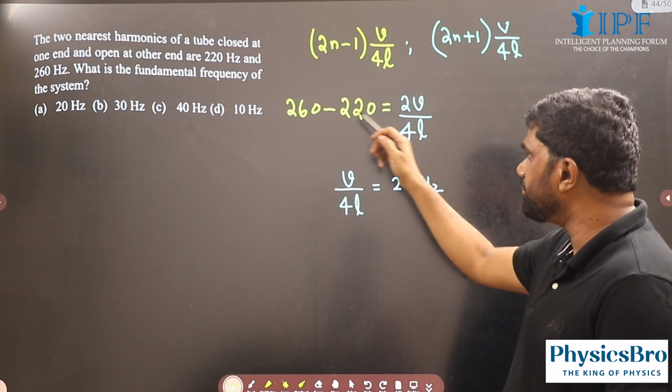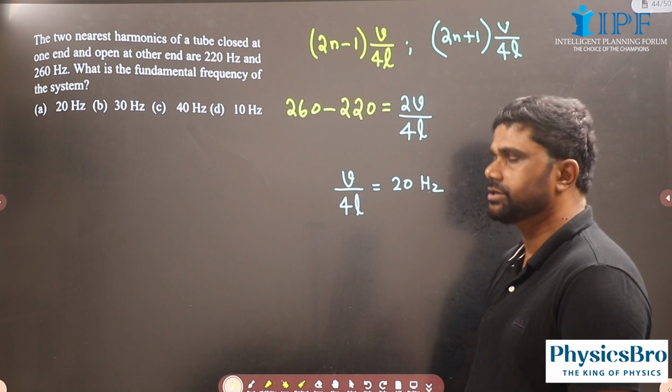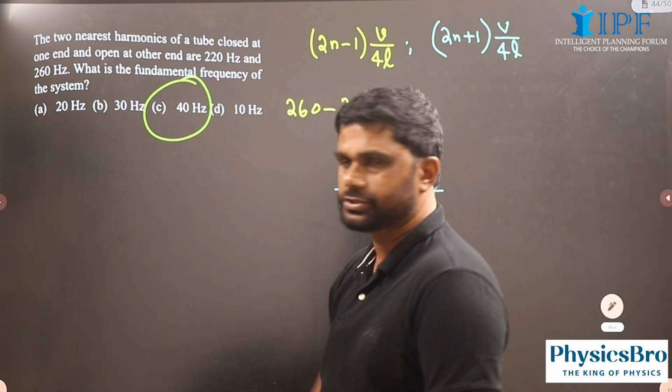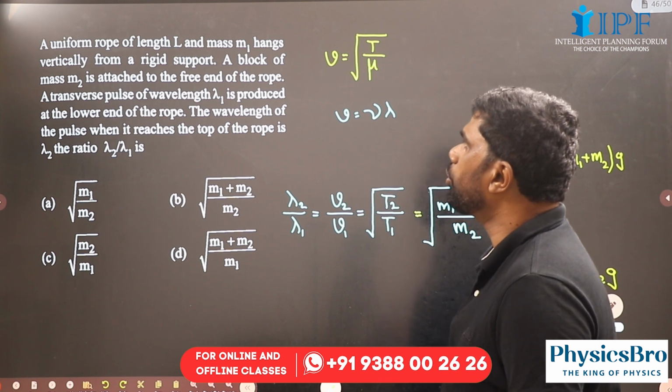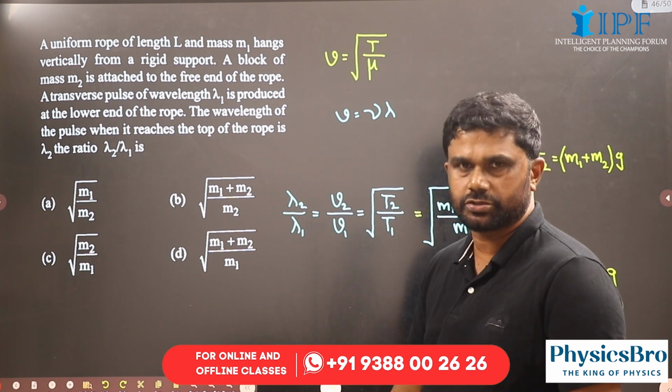So 2V by 4L is 40. So V by 4L will be 40 by 2, or 20 Hertz. Okay, that is the fundamental frequency. So for 40 Hertz. Now a uniform rope of length L and mass M1 hangs vertically from a rigid support.